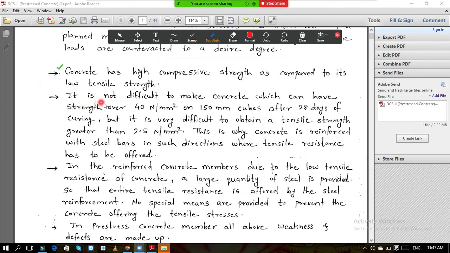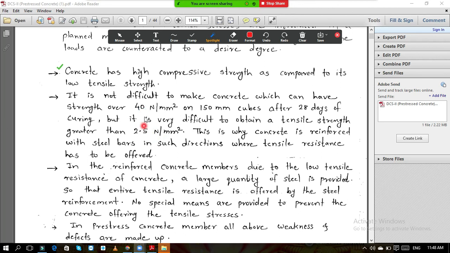Okay. So it is not difficult to make a concrete which can have a strength over 40 Newton per mm square. So we can make a concrete up to M40 grade, M50 grade, M60 grade. It is not difficult for us to increase the compressive strength of the concrete. But it is very difficult to obtain a tensile strength of the concrete greater than 2.5 Newton per mm square. See the gap. It is not difficult to achieve a strength of up to 40 Newton per mm square, but it is very difficult to achieve a concrete tensile strength of more than 2.5 Newton per mm square.